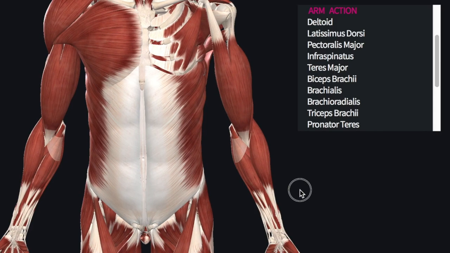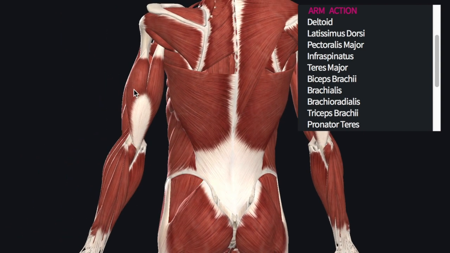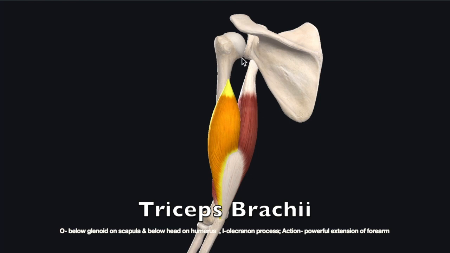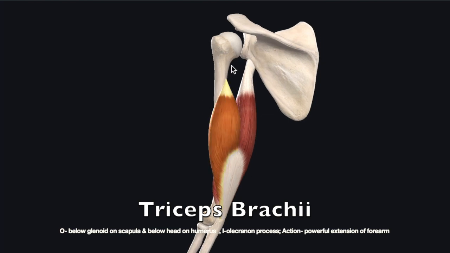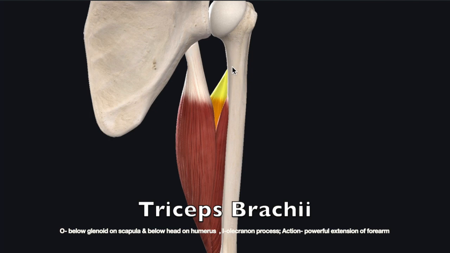Now for every action, we need to have an opposing action. So our major extender of the arm, a very powerful extender of our arm, is our Triceps Brachii. Triceps indicates that it has three origins. One of its origins is just below the glenoid cavity of our scapula. Another origin is along the greater tubercle crest here on the posterior side of our humerus. And the other origin is on the medial side below the head of our humerus.